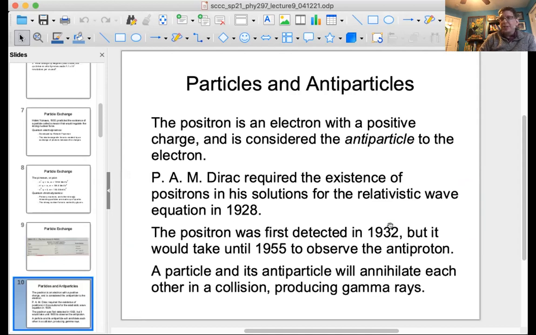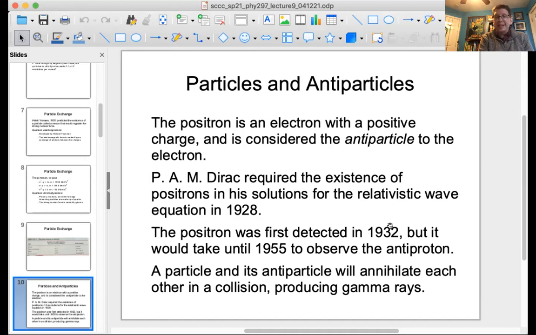So now we're going to talk a little bit more about antiparticles. So every particle basically has an equivalent antiparticle, which is exactly the same thing with an opposite electrical charge. So the positron, for example, is an electron with a positive charge, the same mass as the electron. All the other properties other than the sign of its charge are identical to the electron, but it has the opposite charge and is considered the antiparticle to the electron.